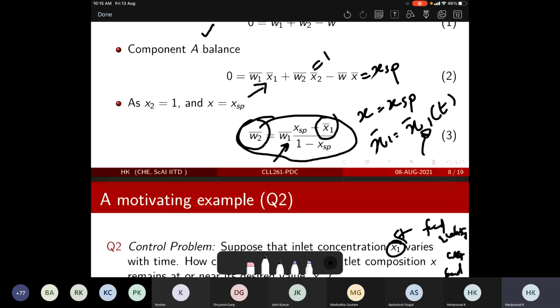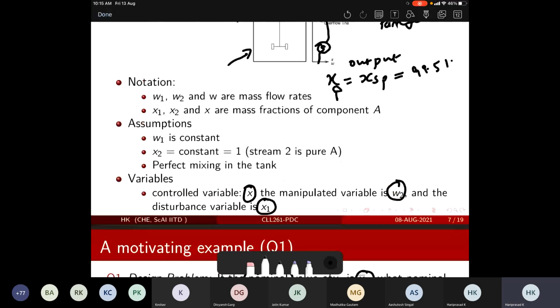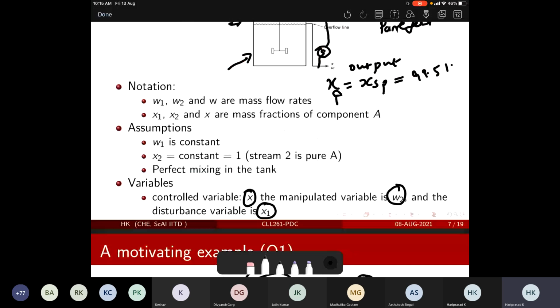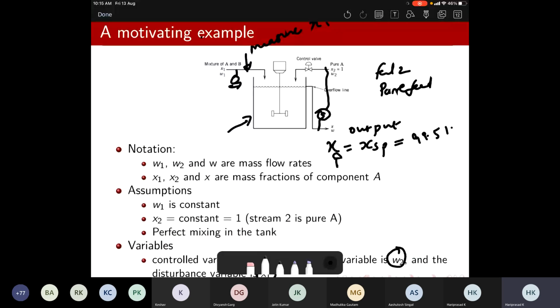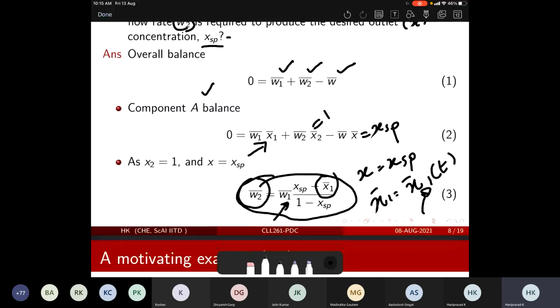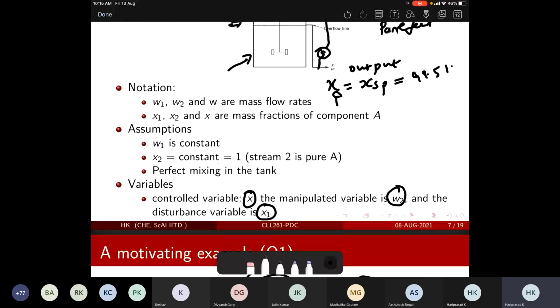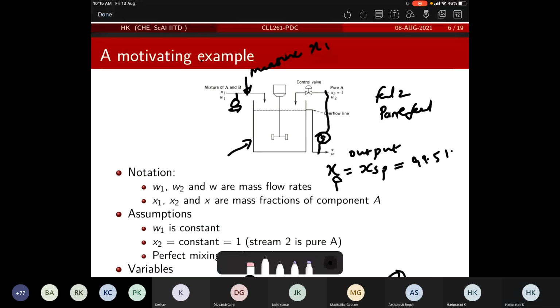So see, your equation says anytime you can isolate W2, W1 to calculate the corresponding value of x_s. Or by natural thought, you can control this pure feed to achieve the desired composition as I require. So this is one way to do it.